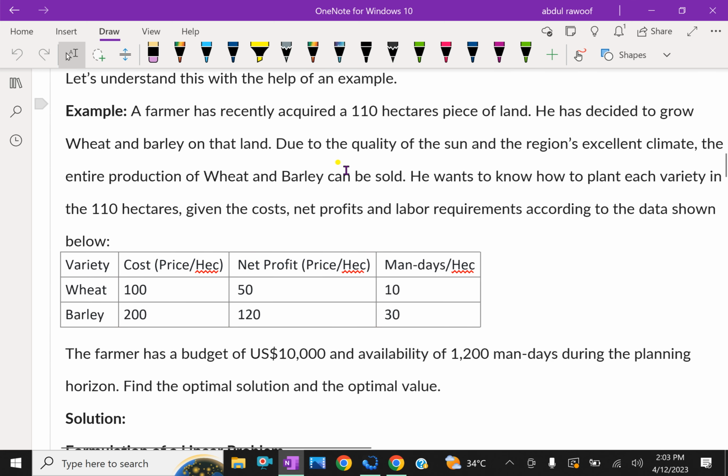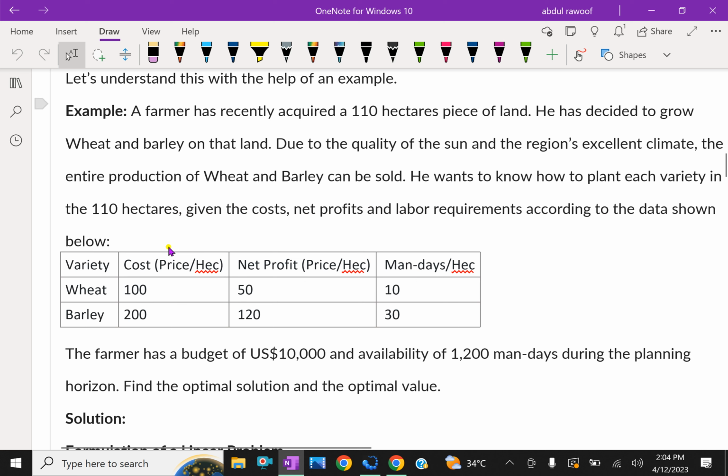Look at this example. A farmer has recently acquired a 110 hectares piece of land. He has decided to grow wheat and barley on that land. Due to the quality of the sun and the region's excellent climate, the entire production of wheat and barley can be sold. He wants to know how to plant each variety in the 110 hectares, given the cost, net profit and labor requirement according to the data shown below.